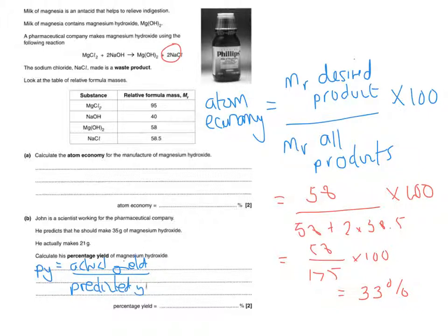Apologies for the handwriting, it's not easy to write on this app. And we can see those values. The actual yield is 21 and the predicted yield is 35. We need to multiply that by 100 as before, and we find that that will be 60%.